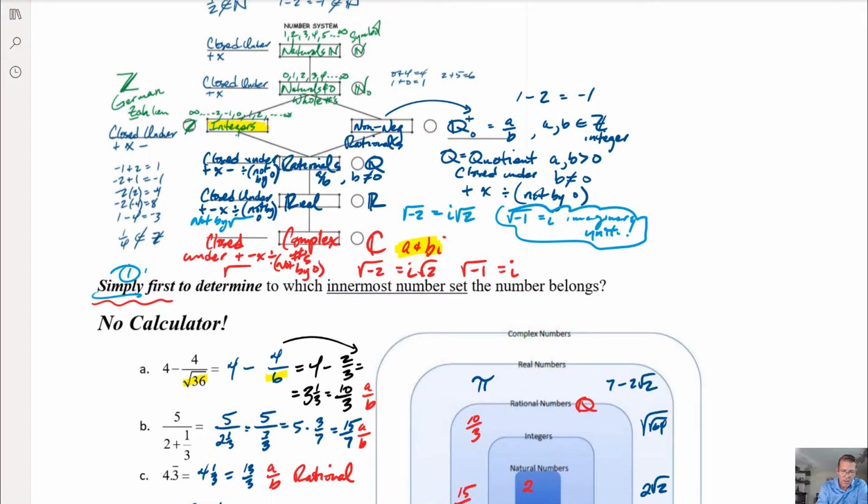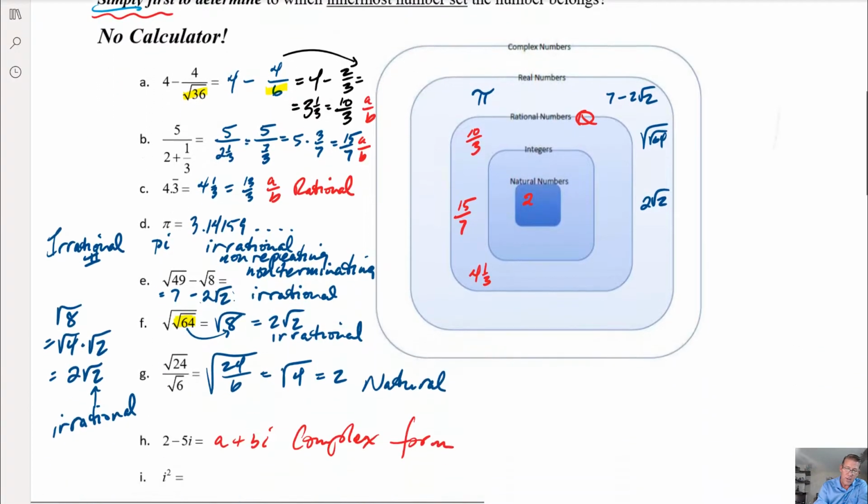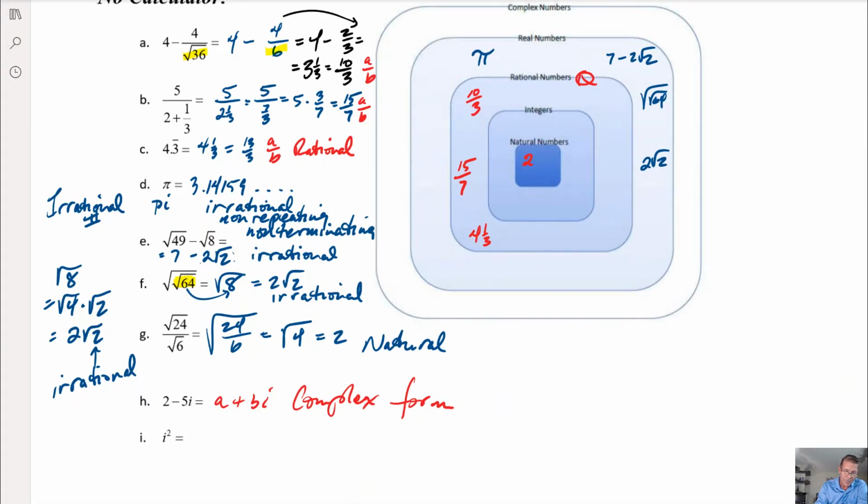Complex form is, when you take a real plus an imaginary, you get a complex number. So a is the real part and bi is the imaginary part. So complex form, you get a real plus the imaginary. You get a complex number in general. So 2 minus 5i lives here.